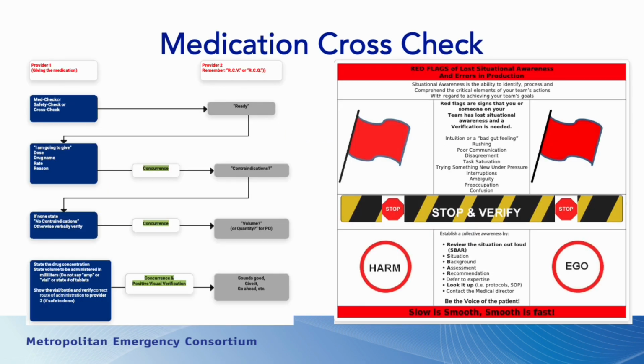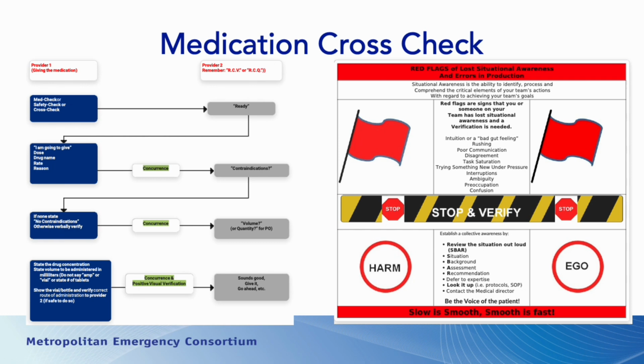All right, here's our medication cross-check. This is right out of the protocol. It's a 2-person process. So the first part is you have provider number 1. That's the person who is caring for the patient, wants to administer the medication. They say, I need a med check, or a safety check, cross-check. The other provider says, I'm ready. The first provider says, I'm going to give the drug, the dose of the drug, how fast, and the reason. So I'm going to give Zofran 4 milligrams, IV push slowly for nausea. Provider 2 says, I agree.